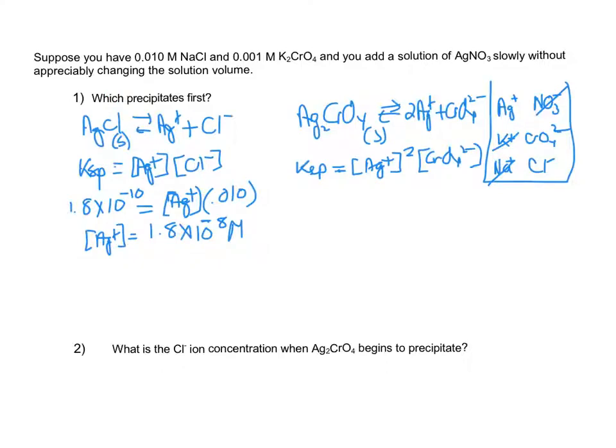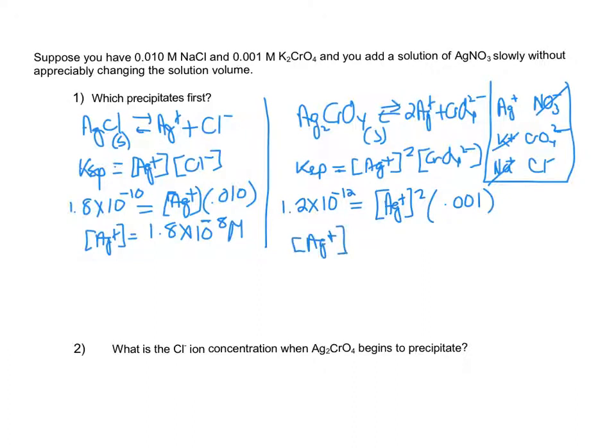Let's do the other one. So my Ksp for this one is 1.2 times 10 to the negative 12. So that's equal to the concentration of the Ag plus squared times my chromate, in this case 0.001 molar. And so if you solve for the Ag plus, remember you would divide by 0.001 molar and then take the square root of that. That ends up being 3.46 times 10 to the negative fifth molar.